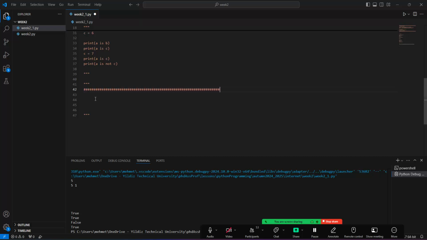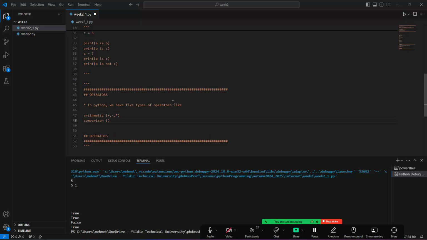Now we need to talk about the operators. In Python, we have 5 types of operators, like arithmetic: plus, minus, star, or multiplication operator.